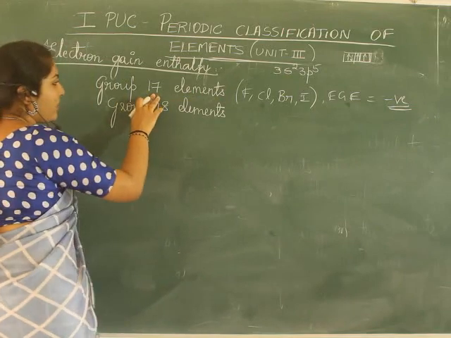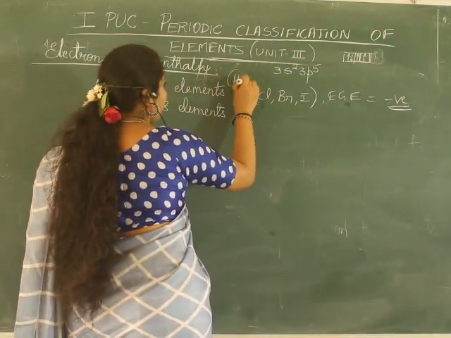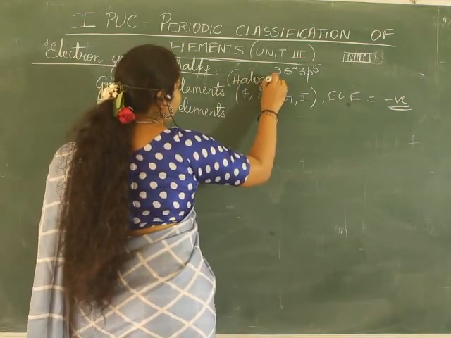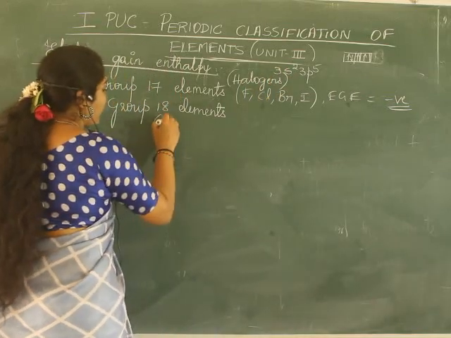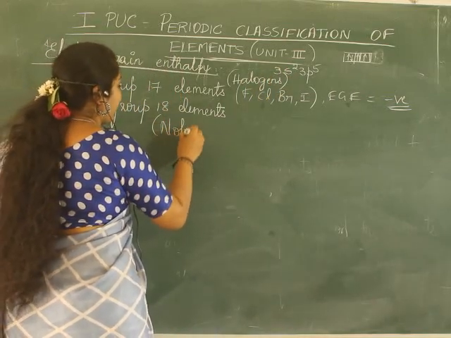Group 17 elements are also called halogens. Group 18 elements are also called noble gases.